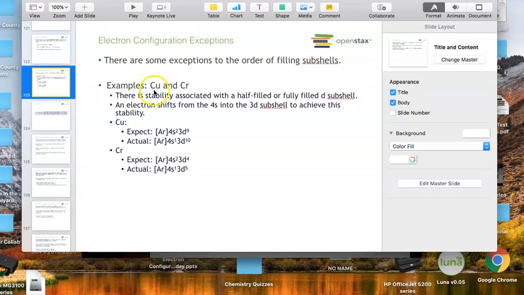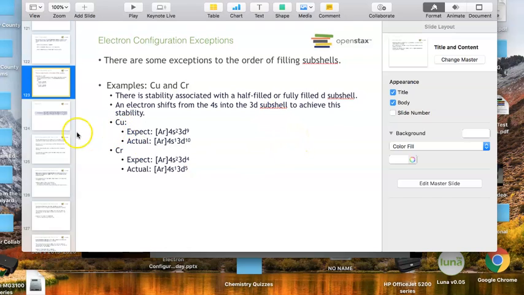Some exceptions here are copper and chromium. There's a stability associated with a half-filled or fully filled d subshell. A half-filled d subshell would have 5 electrons, and a fully filled d subshell would have 10. An electron shifts from the 4s into the 3d subshell to achieve this stability.